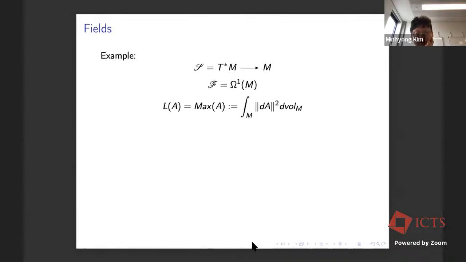So a very canonical example is when the space is the cotangent bundle of a manifold, then the space of fields will just be the differential one forms. And a very well-known action in that case associates to a differential one form A the integral of the norm squared of dA over the manifold.